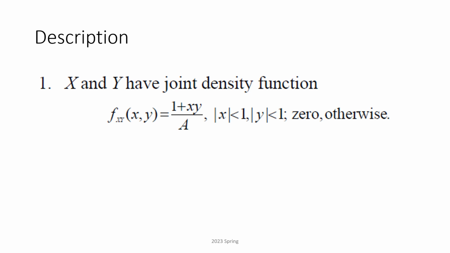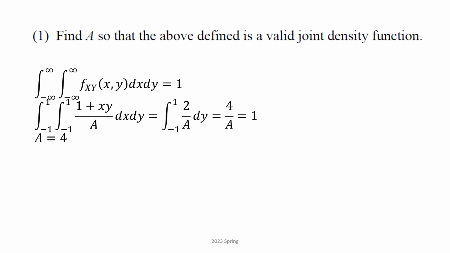Let's see the problem. We are given that X and Y have joint density function f(x,y) equals (1 + xy)/a, and that the absolute values of x and y are less than 1. The first question is to find a so that the above defined function is a valid joint density function.